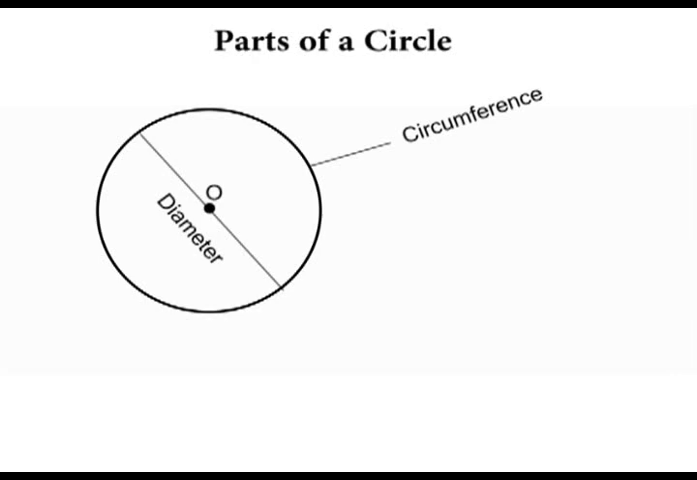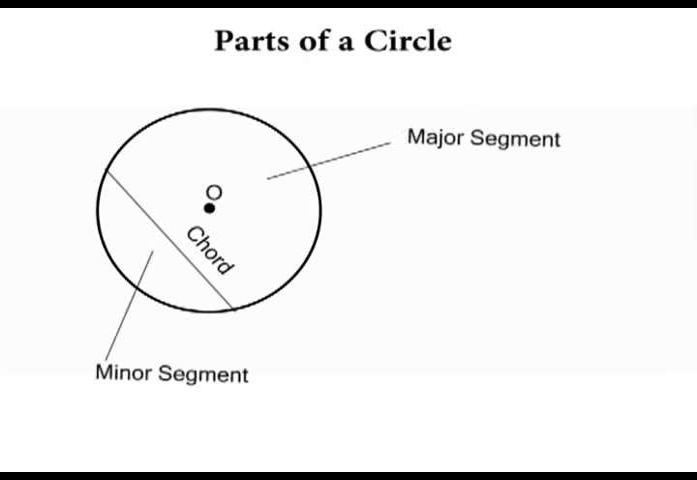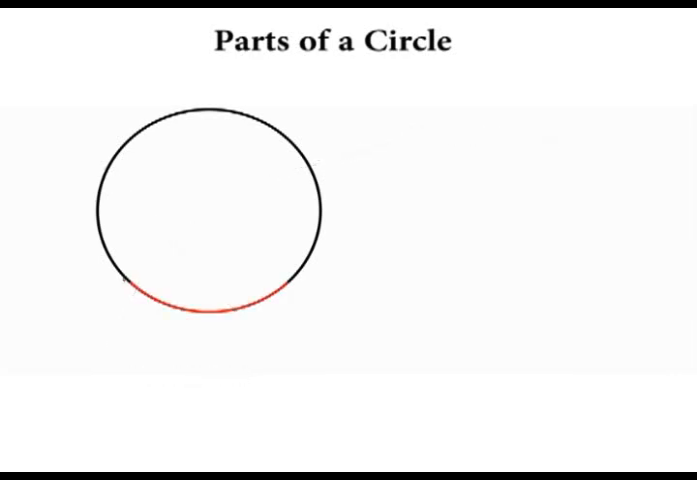A line joining 2 points on the circumference is called a chord. A chord divides the circle into 2 segments. The larger segment is a major segment and the smaller one is a minor segment. In view of this, a diameter is actually a chord that passes through the center. The segments formed by a diameter are called semicircles. An arc is simply a part of the circumference. So the curve PQR is a minor arc and PSQ is a major arc.